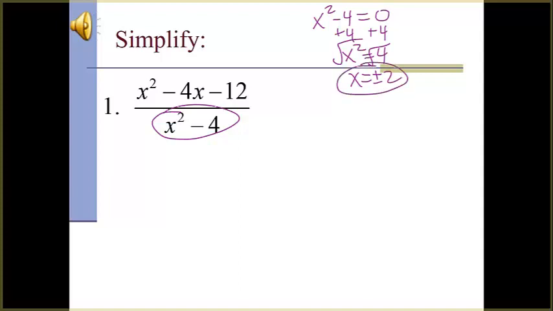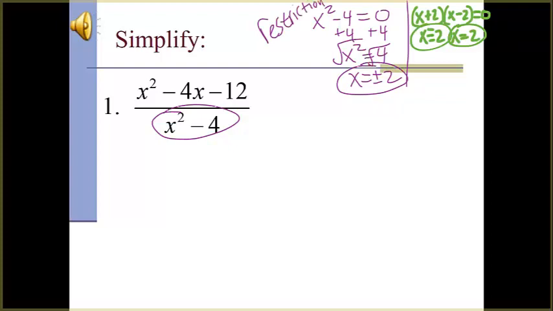The other way of doing it, which will give you the exact same thing, is to use factoring. This is a difference of squares. You get x plus 2, x minus 2, and that equals 0. You set each one of these equal to 0, you get x equals negative 2, and x equals positive 2. You still get the exact same thing for your restrictions. So now that you have your restrictions, we call those restrictions.